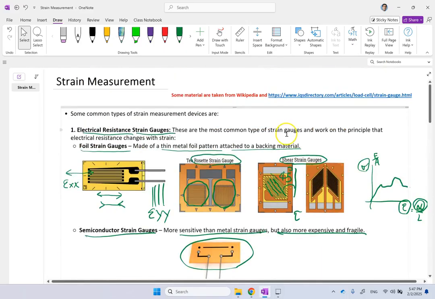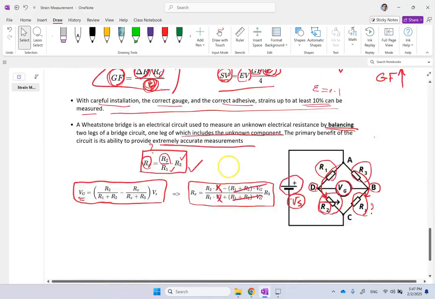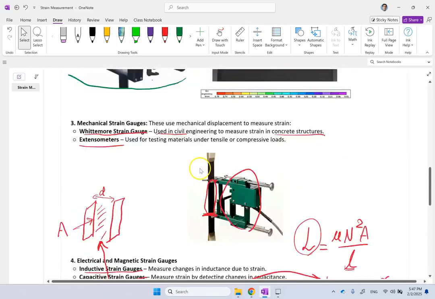So hopefully this brief introduction to strain gauges and measuring strain is useful to you. You learned some basic things about strain gauges, different types of them, and the Wheatstone bridge.